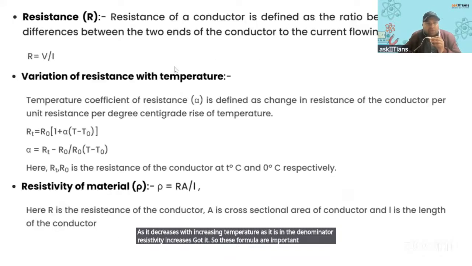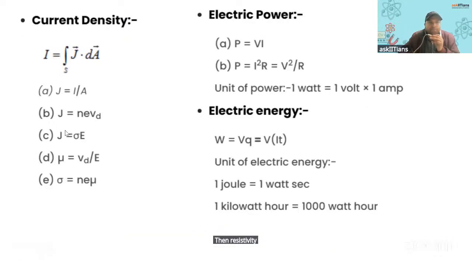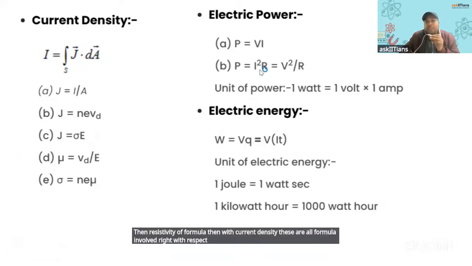Then we have temperature variation. Sometimes numericals and MCQs are formed from this temperature dependence. R_T is equal to R_0 (1 + alpha delta T). Then the resistivity formula. Then you have current density. These are all formulas involved, with respect to current density and electric power. So J is equal to nevd, J is equal to sigma E. This is a form of Ohm's law.